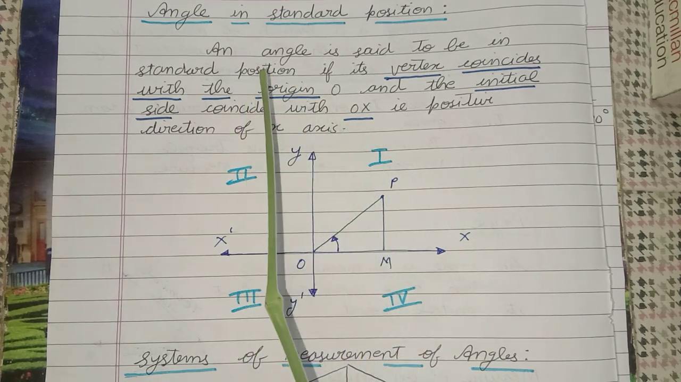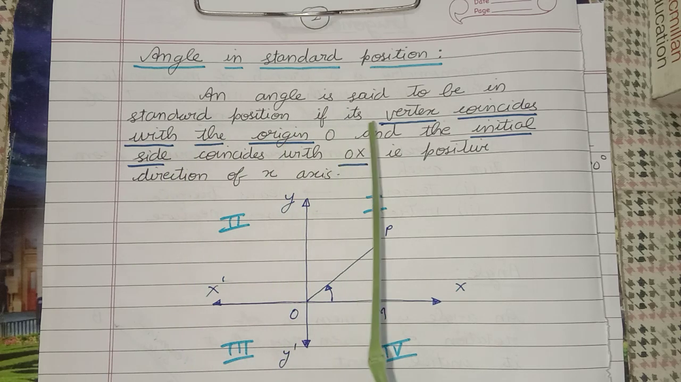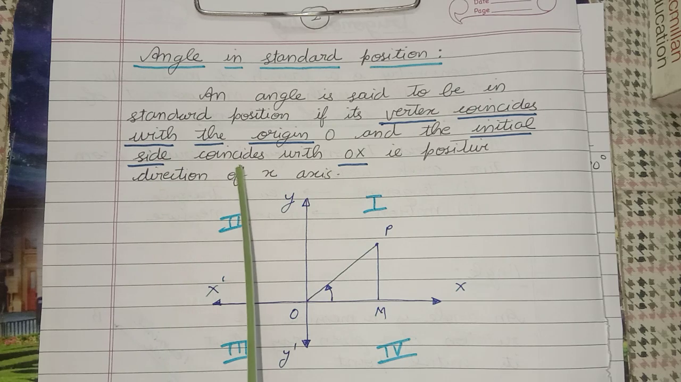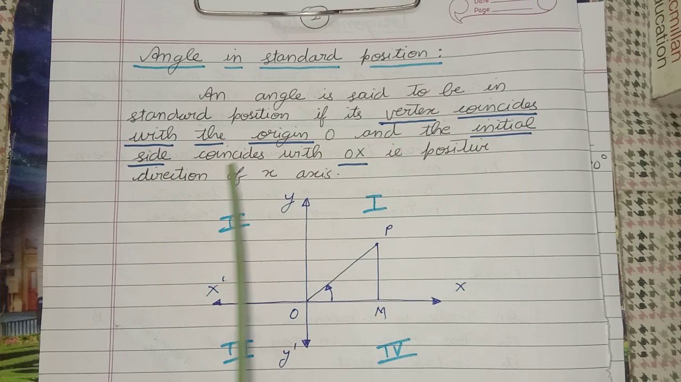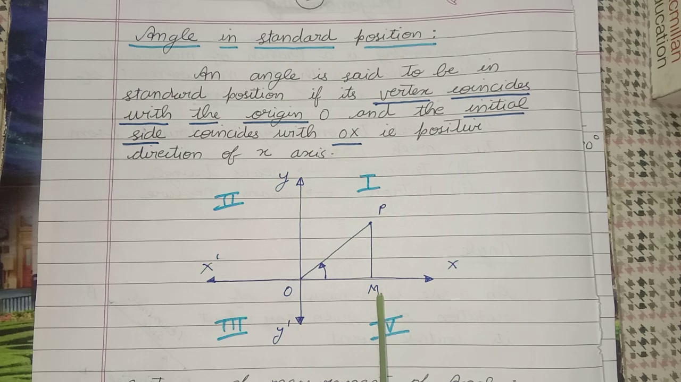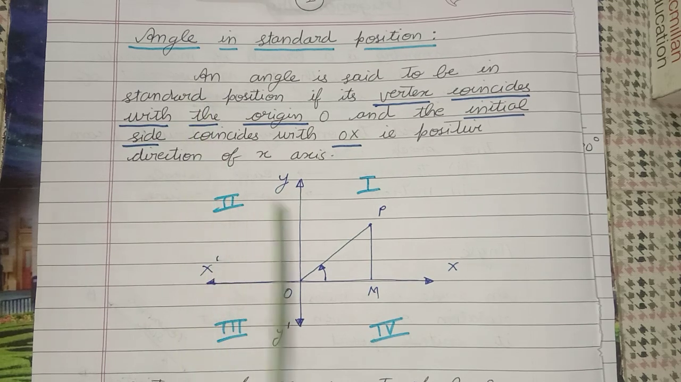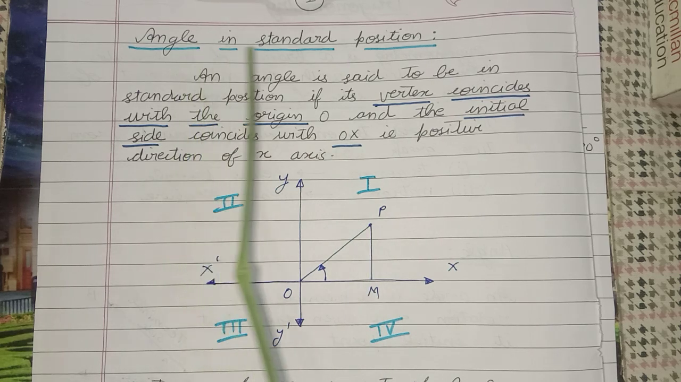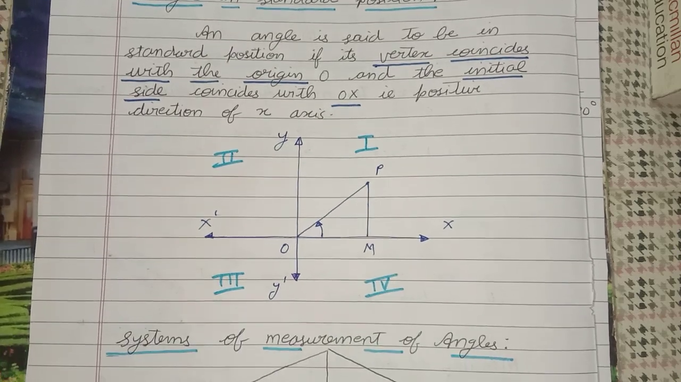Now go through the definition again. An angle is said to be in standard position if its vertex coincides with the origin O and the initial side coincides with OX. Just focus here. See, this is OM, the initial side, and it coincides with this axis OX and the vertex coincides with the origin. Then this ray moves to this OP. So this angle is in standard position.